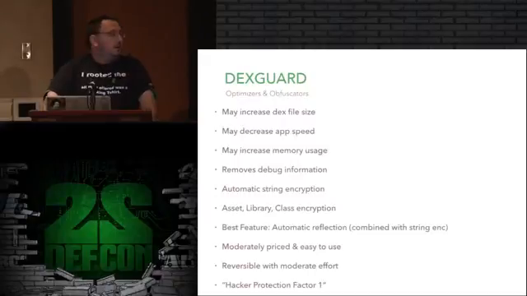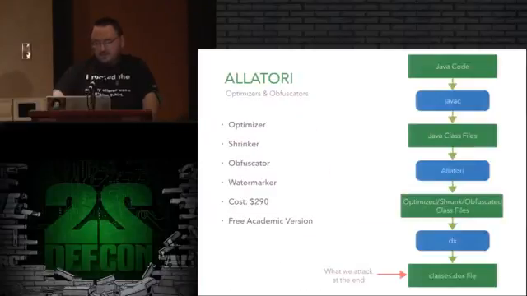It's technically moderately priced as far as obfuscators go, but it's still pretty expensive. It's easy to use. You'll reverse it by hand within a few hours, and with automatic reversing or automatic unpacking, it will take a matter of seconds. So while the author gives it a hacker protection factor of 35, we're going to give it a 1 today. He might actually punch me if he ever sees me.